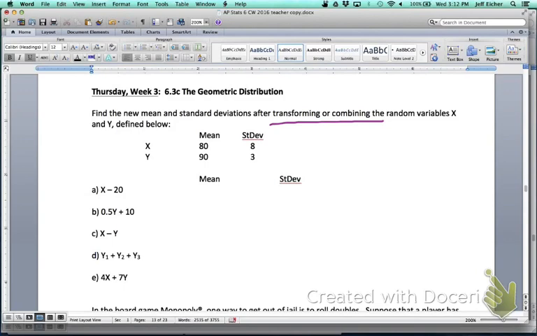So hopefully you remember subtracting by a constant will change the mean. That would be 80 minus 20 is 60. However, adding or subtracting a constant to a random variable does not change the standard deviation, so the standard deviation would still be 8.